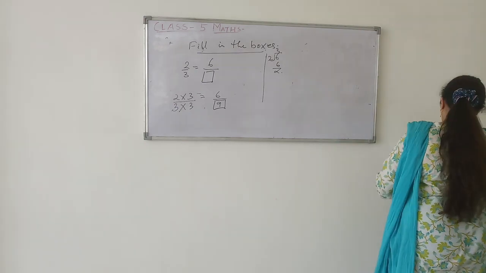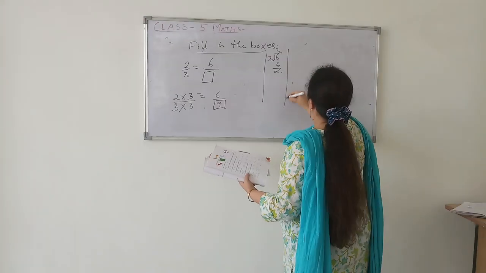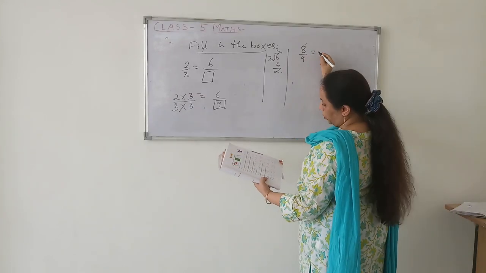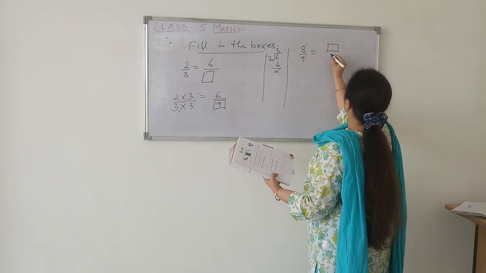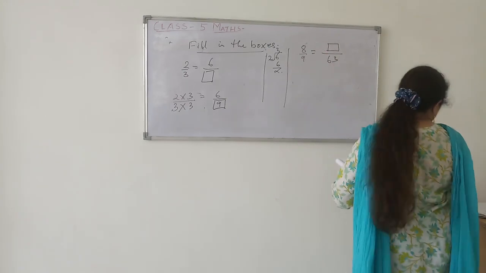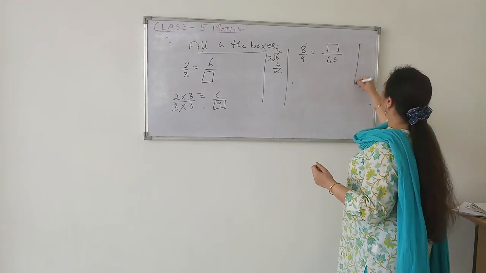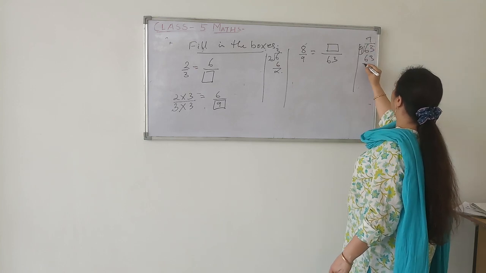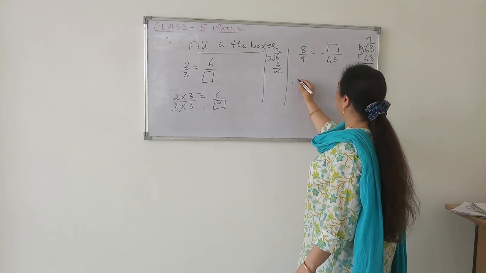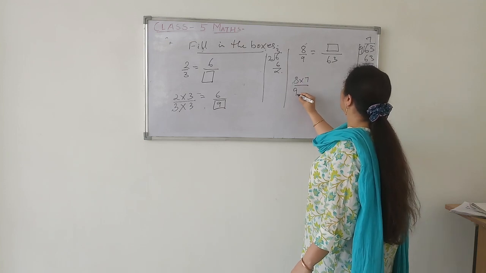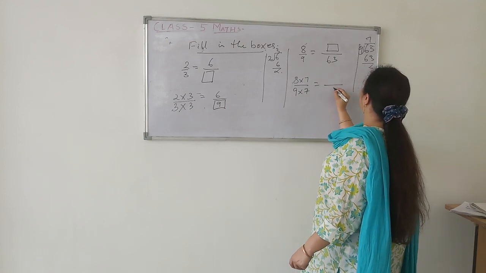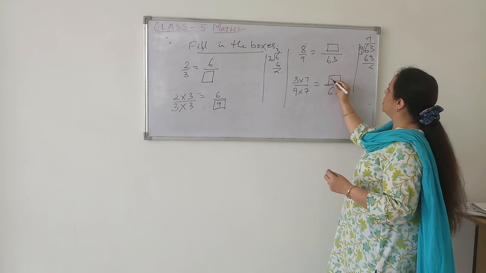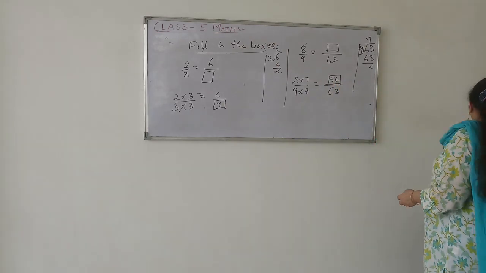And the next one is 8 upon 9 is equal to dash upon 63. Now here we see 9, we will divide 63 by 9 and we will be getting 7 here. That means we will multiply it by 7 and we will be getting 63 here, and in the dash block we will be getting 8 7s are 56, and that will be your answer.